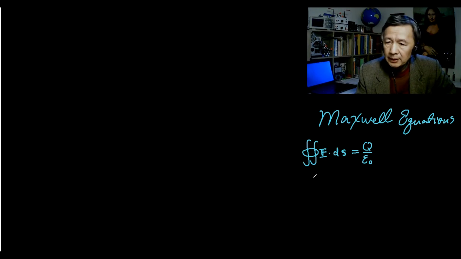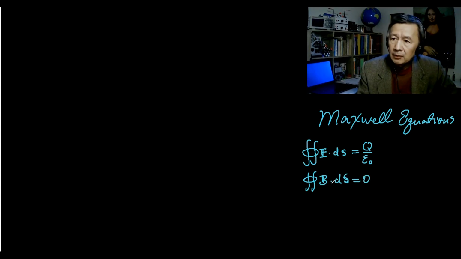The second equation is the integral of B dot dS equal to 0. That is a unique property of the magnetic field. In other words, it is impossible to find a single pole of a magnet.